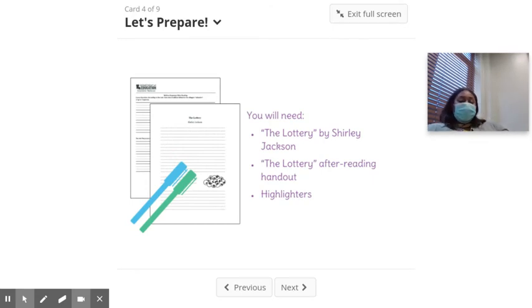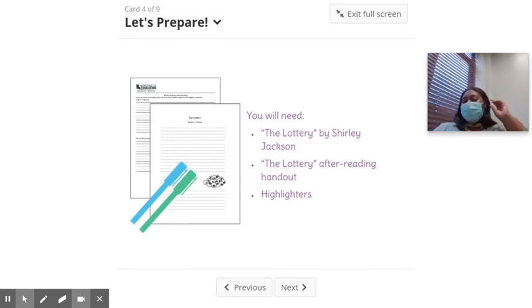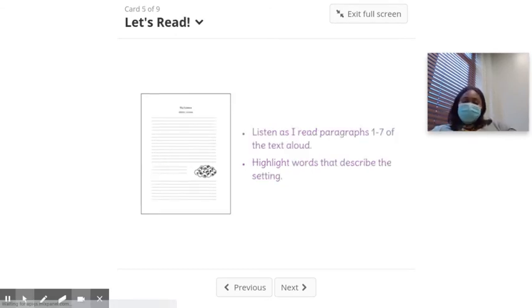In order to do this, you're going to need a copy of The Lottery by Shirley Jackson. You're going to need your after reading handout, and you're going to need your highlighter. Obviously, all of these things have already been provided to you. The first thing that is going to happen is you are going to listen to the first 7 paragraphs of The Lottery by Shirley Jackson.